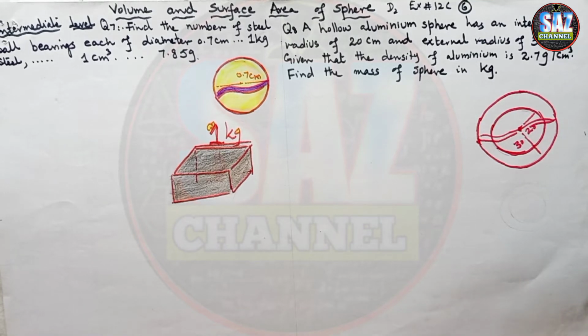This is my 6th lesson of B2, chapter number 12, exercise 12C, that is about the area and volume of sphere. What is sphere and hemisphere? How to find the volume and surface area? What are the formulas? These are the questions that have to be really clear to all of my students before going to the exercise.